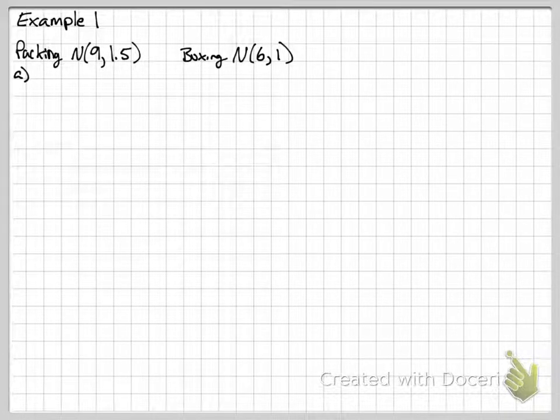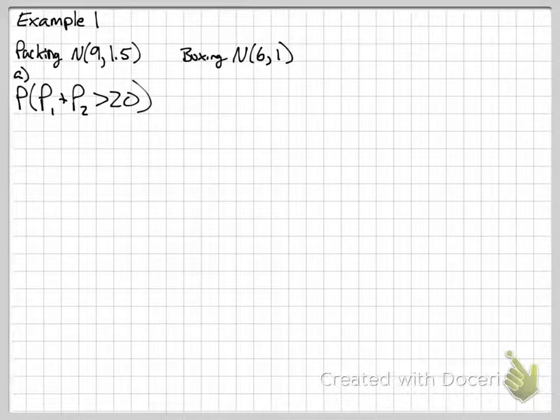So for part A, we're looking at what is the probability that our first package plus our second package is over 20 minutes, is greater than 20 minutes. All our variables are on one side, so we don't have to worry about that step now. We wrote down what we needed. Now we need to find what is our mean and what is our standard deviation.